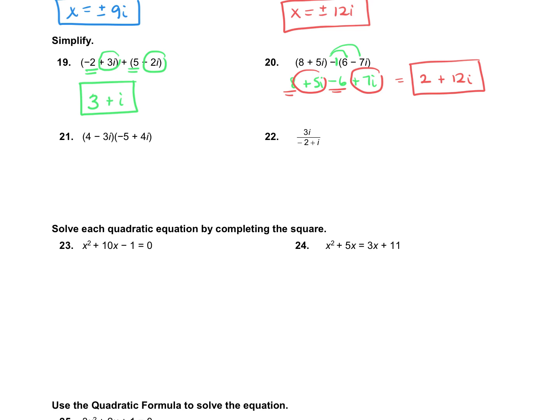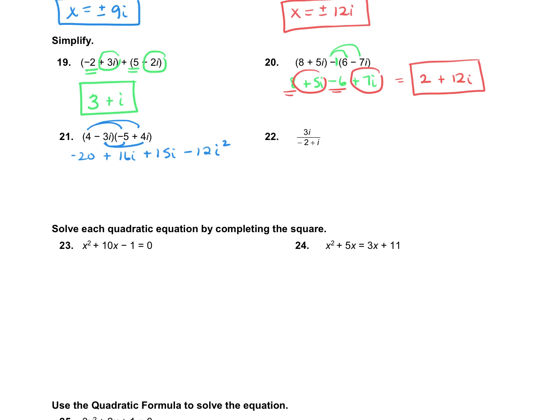All right, so this just means we're going to distribute. 4 times negative 5 is negative 20. 4 times 4i is a positive 16i. Now let's distribute the negative 3i. Negative 3i times negative 5 is a positive 15i, and negative 3i times 4i is a negative 12i squared. I times I is I squared.